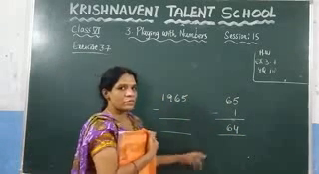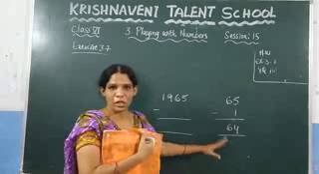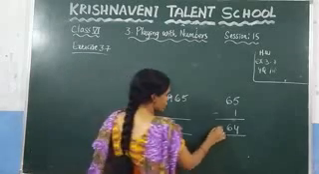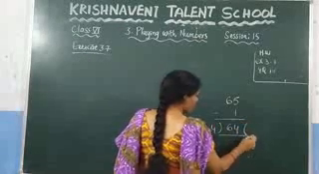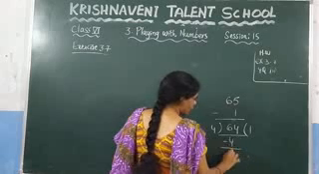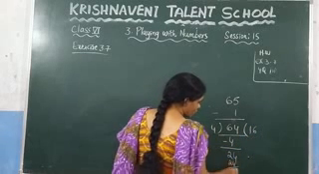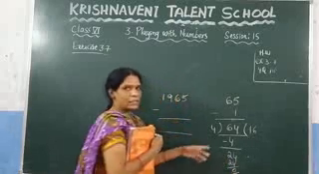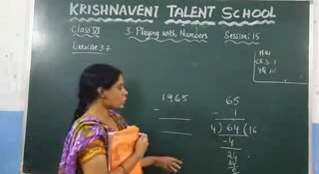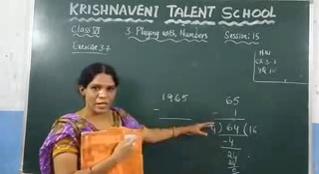Now you need to check whether this 64 is divisible by 4 or not. You know that 4 ones are 4, and 2 will be the remainder, and 4 sixes are 24. So clearly this 64 is divisible by 4. So what is the smallest number that is subtracted here?